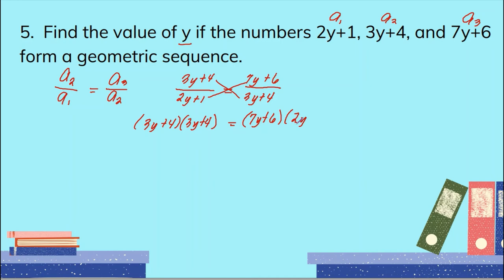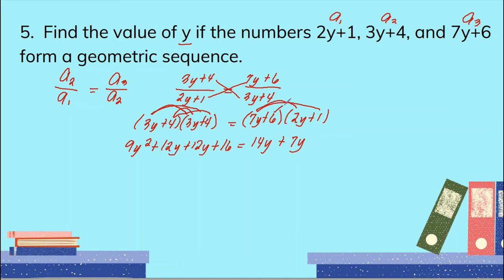So, 3y plus 4 times 3y plus 4, you can just use the FOIL method. So, ito, 3y times 3y is 9y squared. And then, 3y times 4 is positive 12y, tapos yung nasa gitna, plus 12y, and then yung nasa last, so 16. And then, same with the other one, 7y times 2y is 14y squared. Dun sa kabila naman, 7y. Tapos, itong gitna is 12y. Tapos, 6 times 1 is 6. Okay? So, combined like terms, we have 9y squared plus 24y plus 16. Tapos, 14y squared ito ha, kasi yan, dalawang y. 14y squared plus 7y plus 12y is 19y plus 6.